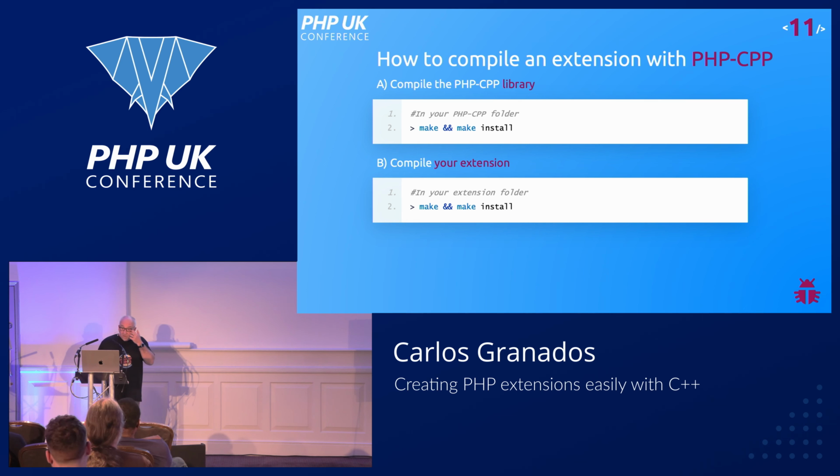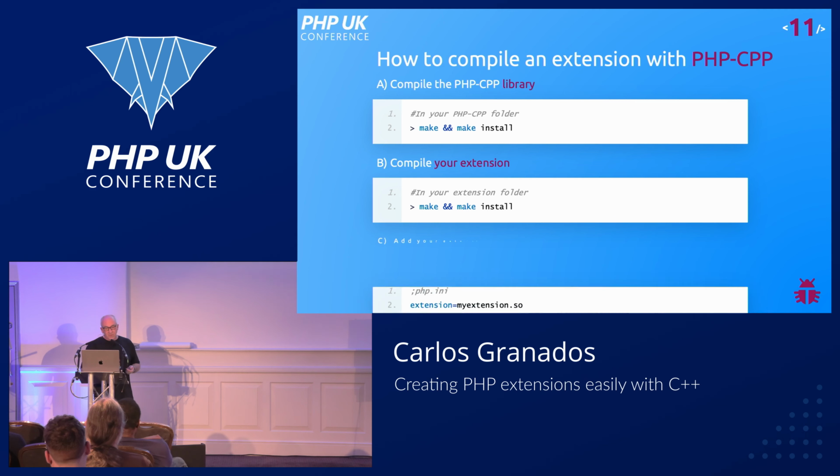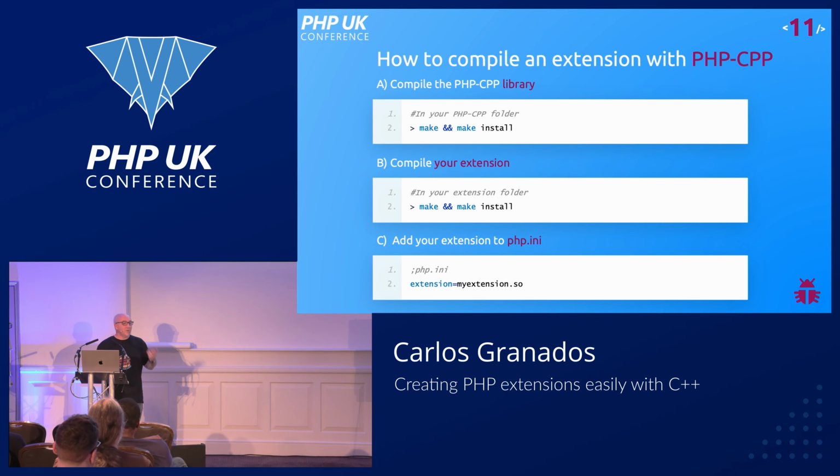And once you have the extension compiled and in your PHP extension folder, the only thing that you need to do is to really load it into PHP. You do that by adding extension equals whatever the name of your extension is, .so, in the case, for example, of Linux. This will find the extension and load it for you with PHP.